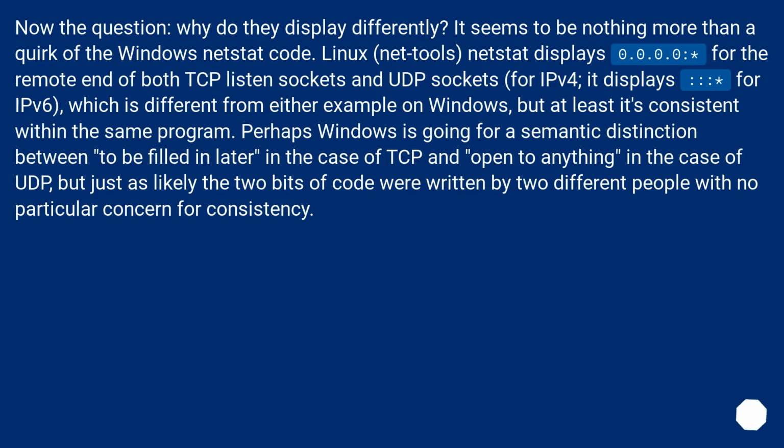Now the question, why do they display differently? It seems to be nothing more than a quirk of the Windows netstat code. Linux net-tools netstat displays 0.0.0.0:* for the remote end of both TCP listen sockets and UDP sockets. For IPv6, it displays :::*, which is different from either example on Windows, but at least it's consistent within the same program. Perhaps Windows is going for a semantic distinction between to be filled in later in the case of TCP and open to anything in the case of UDP, but just as likely the two bits of code were written by two different people with no particular concern for consistency.